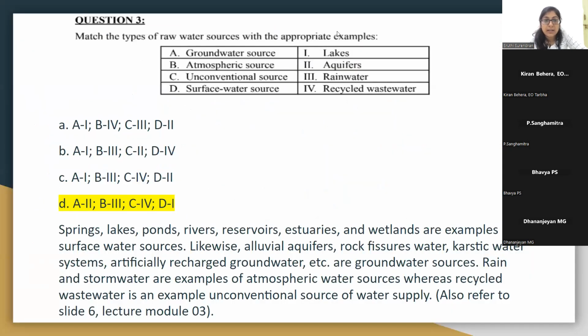So here they have asked what is a groundwater source? It's aquifer. Number 2, atmospheric sources, rainwater. Unconventional sources, recycled wastewater. Surface water sources, lake. So it's option D.